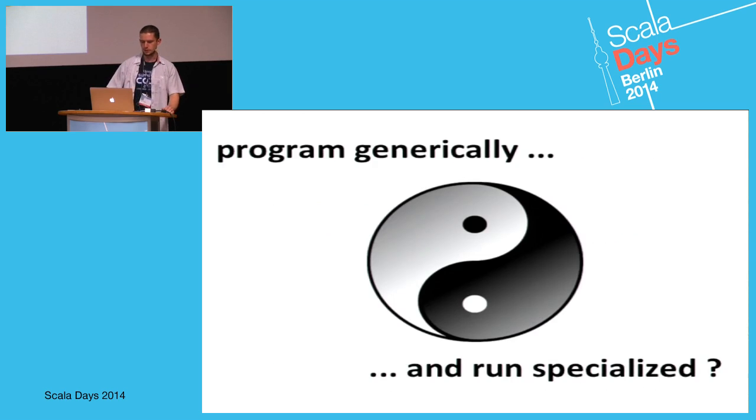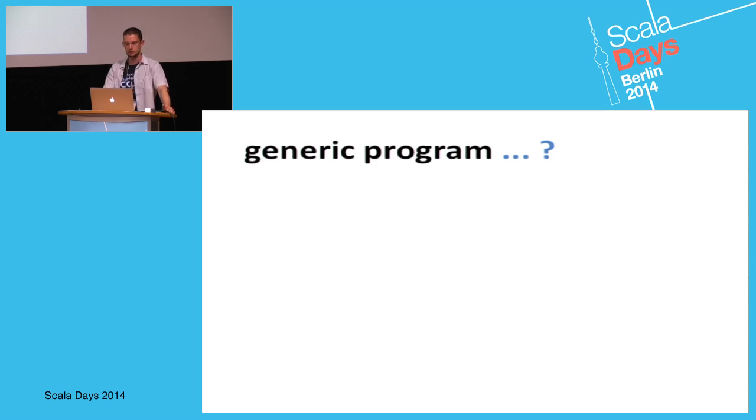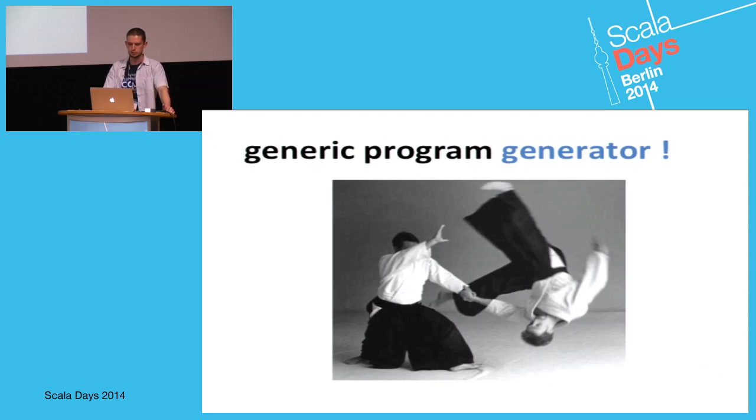So I mentioned earlier there's this big trade-off between generality and specialization. So what we really like to do is we want to program in a very generic way and run specialized code, right? So how can we achieve that? If we just have a generic program, then what do we do? And the key idea is that we turn this generic program into a generic program generator.